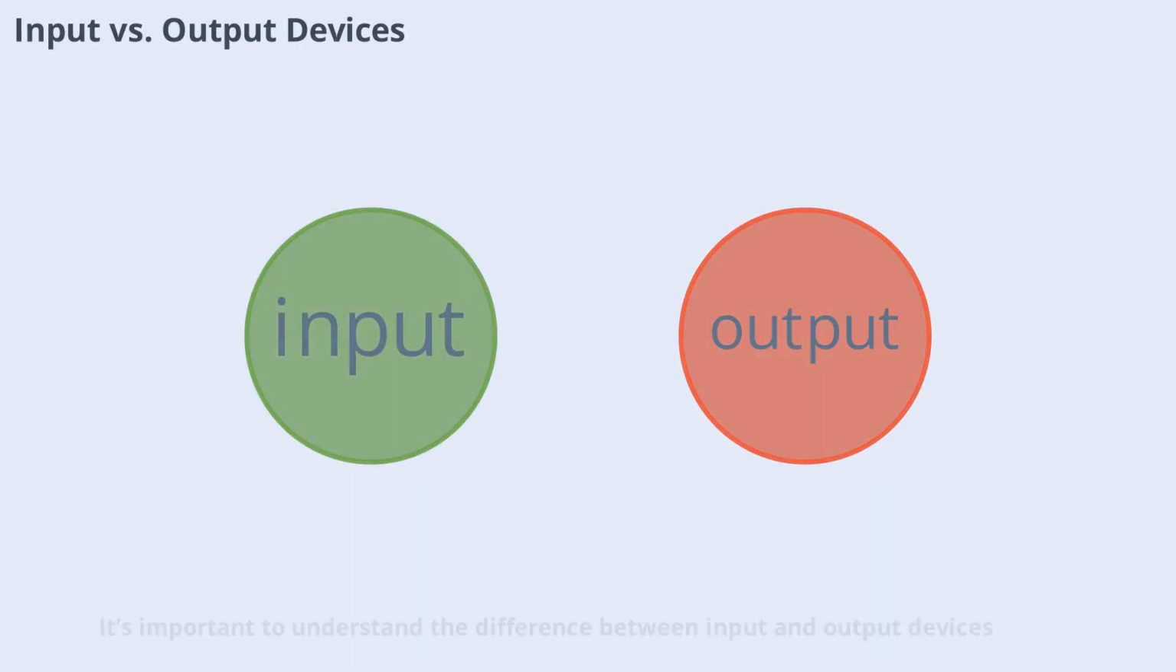It's important to understand the difference between input and output devices. Input devices send data to the computer, while output devices display or produce results from the computer. For example, a keyboard is an input device while a monitor is an output device. Both are essential for a complete computing experience.